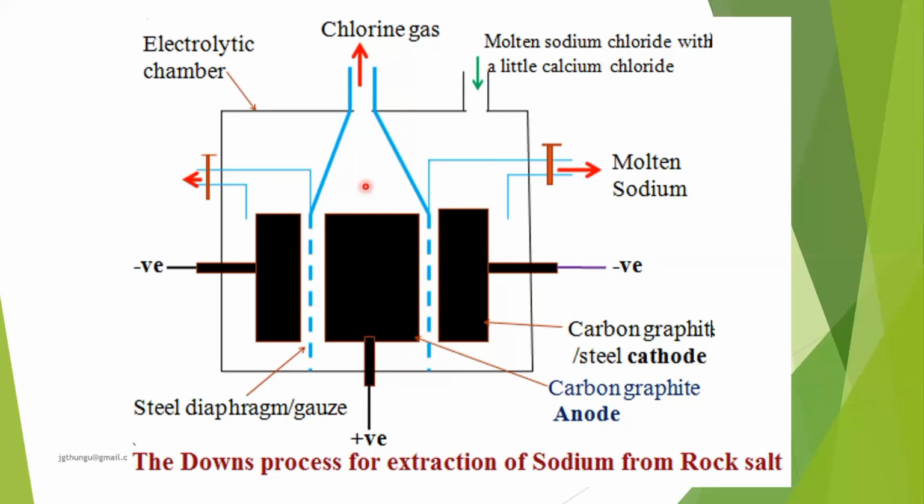For example, in large scale manufacture of HCl acid, we say the source of chlorine is electrolysis of brine, and in this case, also electrolysis of rock salt. Note there is this other structure that we call the steel diaphragm or the gauze. Are there questions?